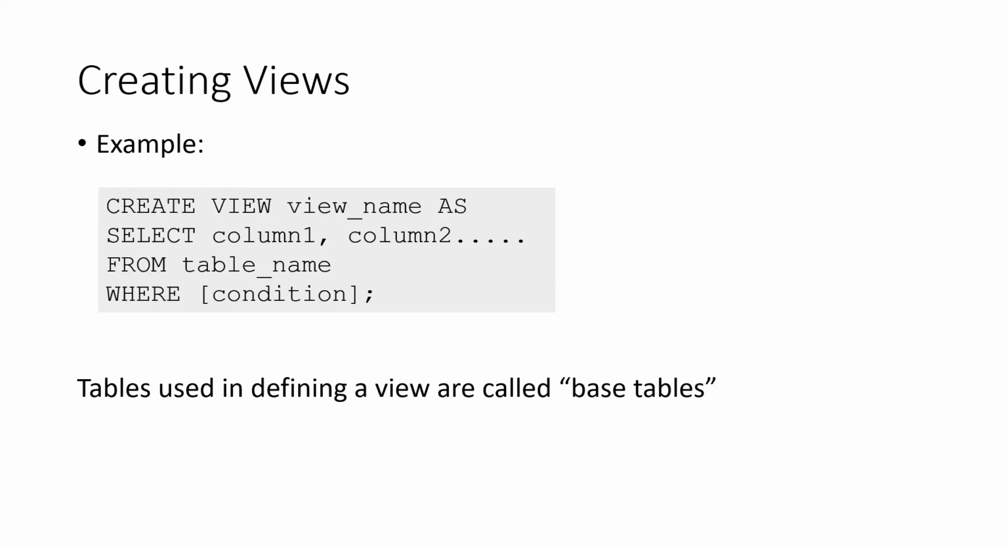So now here is the example and syntax for creating views. CREATE VIEW view_name AS SELECT column1, column2, etc. FROM table_name WHERE condition. So this is the syntax of creating views. Tables used in defining a view are called base tables. So in this example, whatever table name is written here will be the base table.